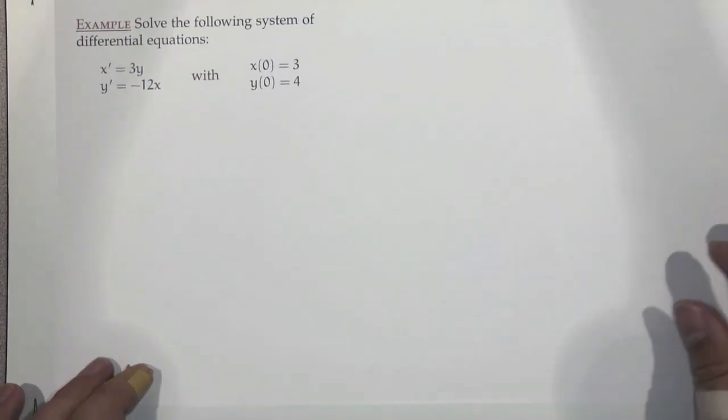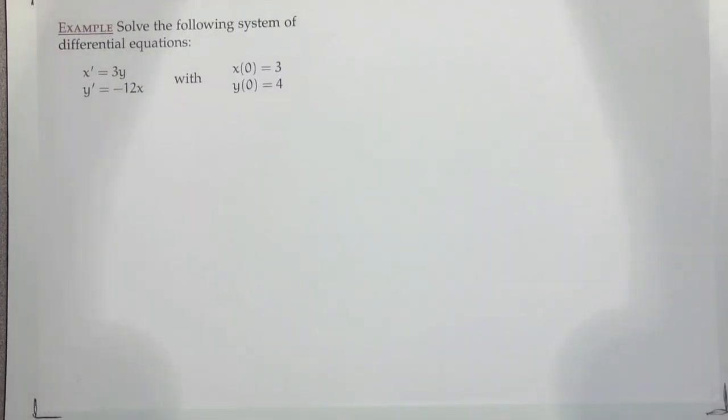Let's try to solve something. Do you want to do this together, or do you want to do it yourself first? Together. Okay. So, we have a system. How do we solve it? x prime equals 3y. y prime equals minus 12x. x of 0 equals 3. y of 0 equals 4. Now, you have no tools other than your brilliant minds, which is a pretty good tool to have. What's something we can do?